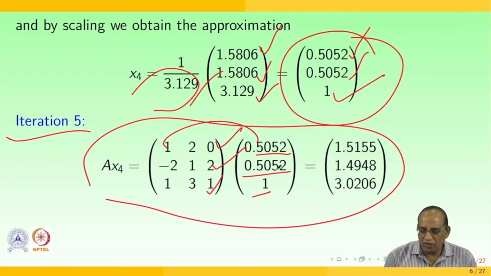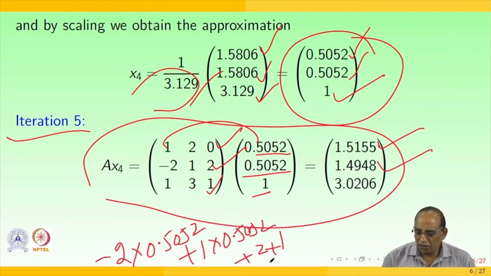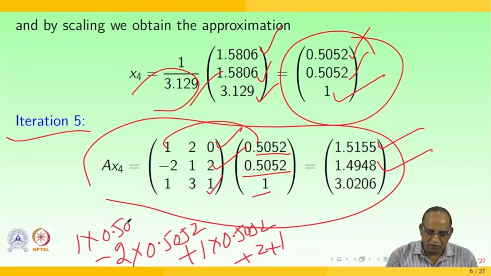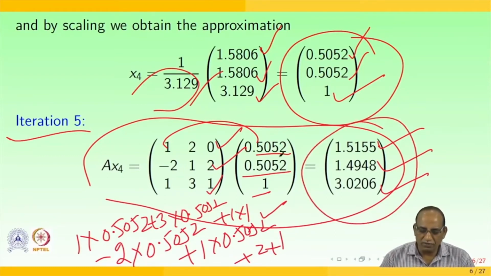So then it is 1 into 0.5052, which is 1.5155. Second one is minus 2 into 0.5052 plus 1 into 0.5052 plus 2 into 1. So that is 1.4948. And the third one is 1 into 0.5052 plus 3 into 0.5052 plus 1 into 1, which turns out to be 3.0206 after 5 iterations. So after 5 iterations, we are able to arrive at this solution.